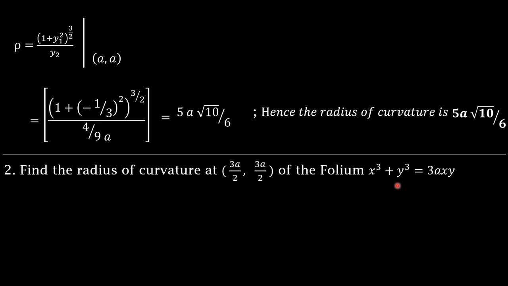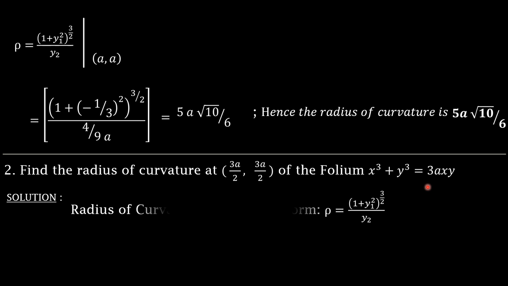Again, the curve is in the Cartesian form, so we are going to use the formula of radius of curvature in Cartesian form, which is given by rho is equal to (1 plus y1 square) to the power 3 by 2 divided by y2. But we need to find it at the point 3a by 2 and 3a by 2, right? So let us first find the differentiation of the given curve with respect to x, both the first order and the second order derivatives at the given point.